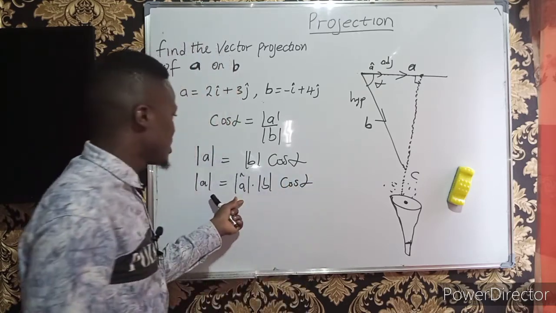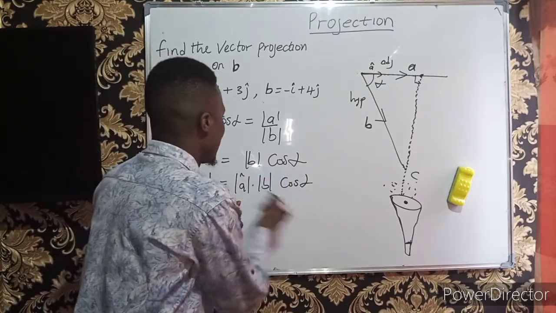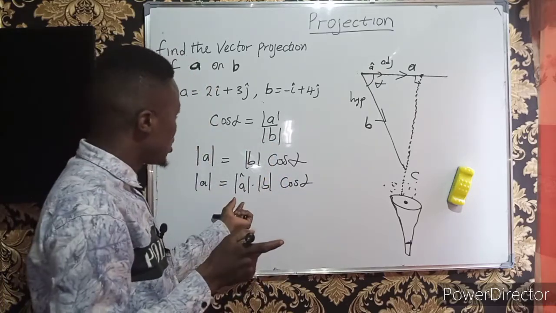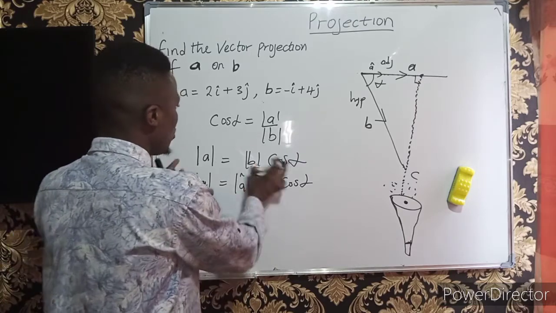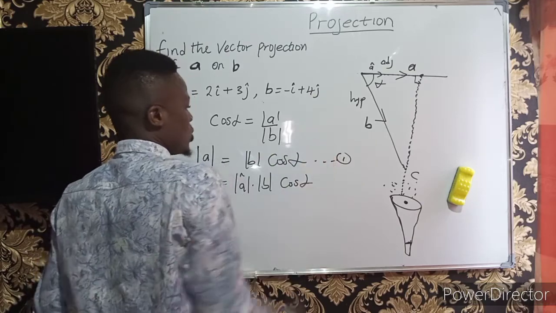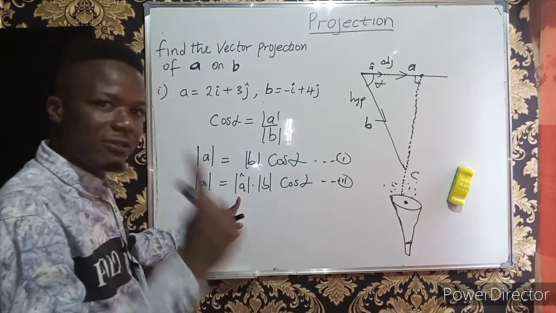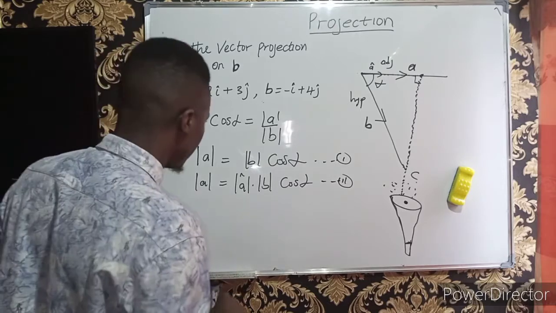The reason I'm putting this is that a unit vector has a magnitude of 1. And when I use 1 to multiply anything, I'm still getting the same thing. So this unit vector I'm using here will not have any impact on this equation at this point. Let's say this is equation 1, this is equation 2. They are still the same thing because this is a unit vector having a magnitude of 1.